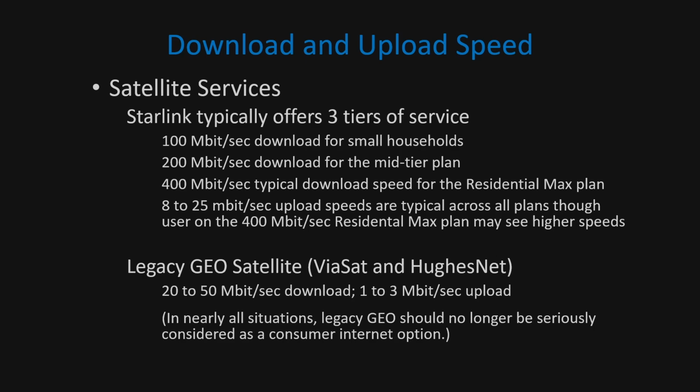Legacy geosatellite services such as Viasat and HughesNet are now virtually obsolete. While they do offer some reasonable download and upload speeds for their day, they've always been hampered by high latency, and we'll talk about that a bit more in a minute. Download speeds on these services typically range from 20 to 50 megabits per second, and an upload of about 1 to 3 megabits per second.